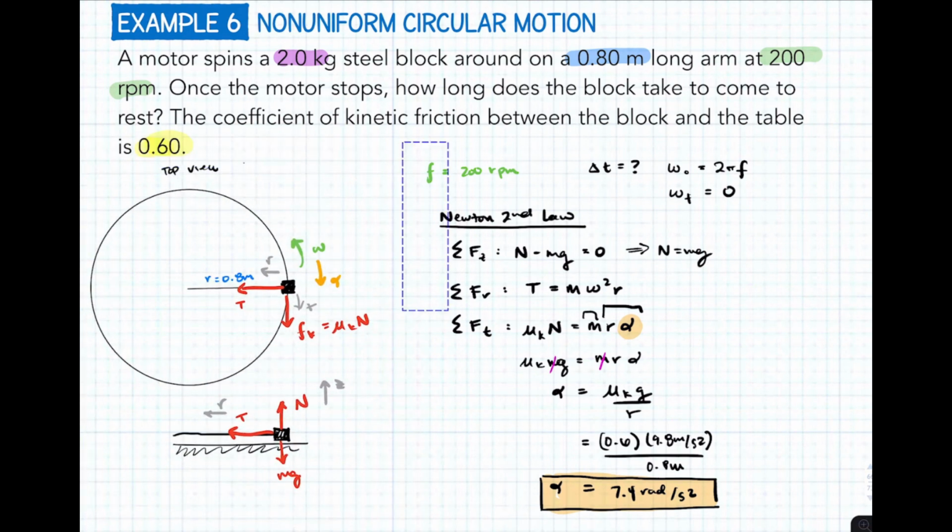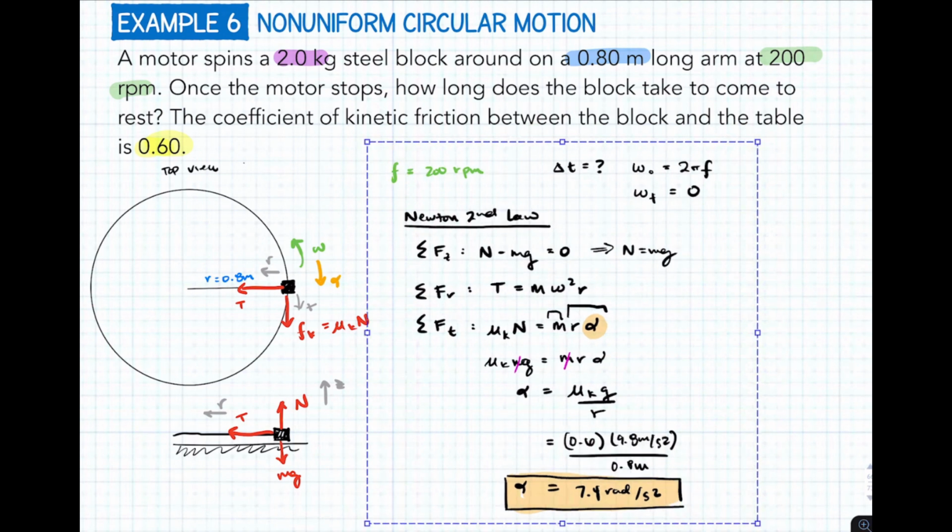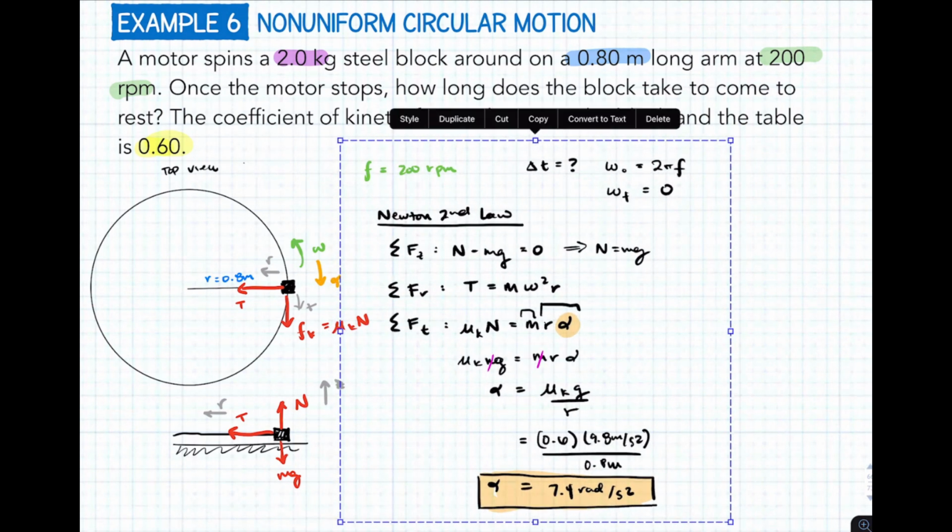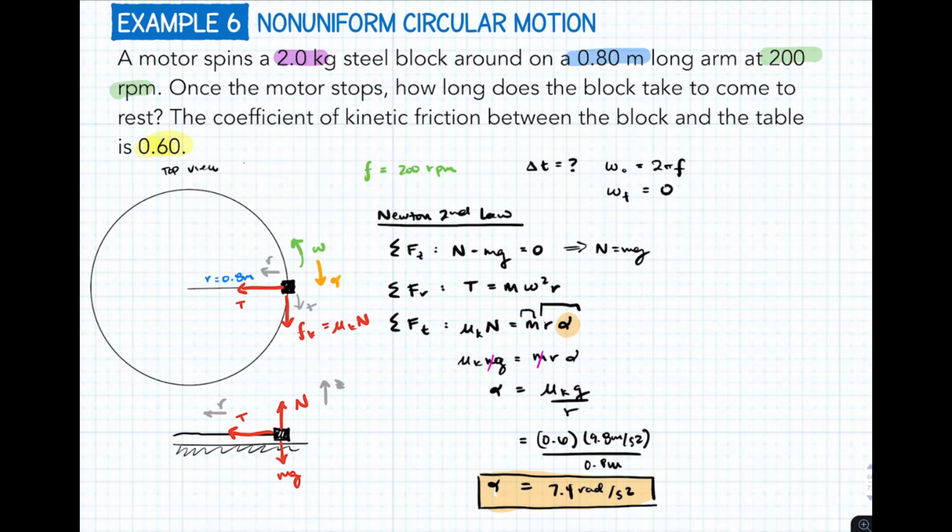So we have some space for the next part of the problem. Okay, so now that we have the acceleration, what are we looking for? Time, right? We want to figure out time. So we have initial speed, we have final speed, and we have acceleration. So we probably want to use the equation that has initial speed, final speed, acceleration, and time. That one is going to look like this.